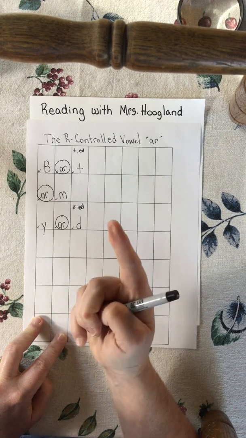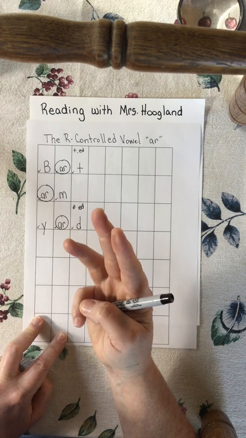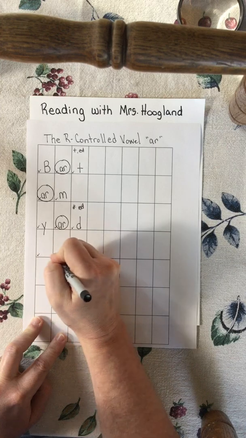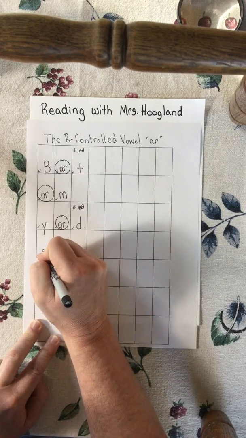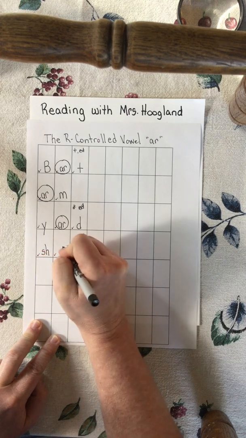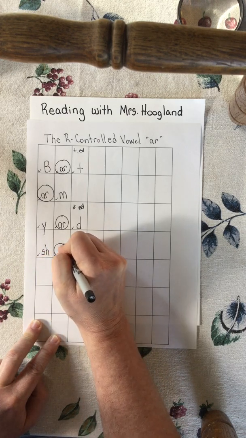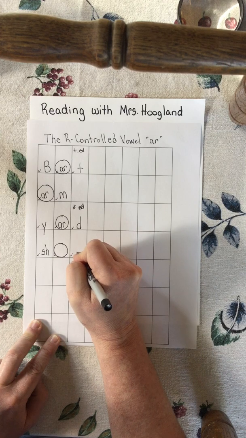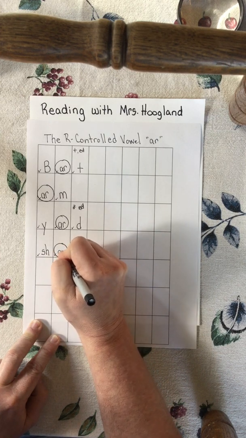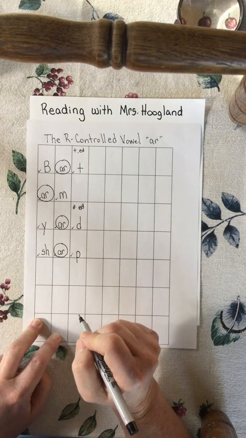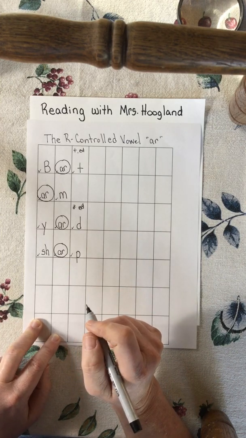The next word is sharp. Sharp. Three sounds. Who makes the sh sound? S-H. Then we have the R. And then we have P. Sharp.